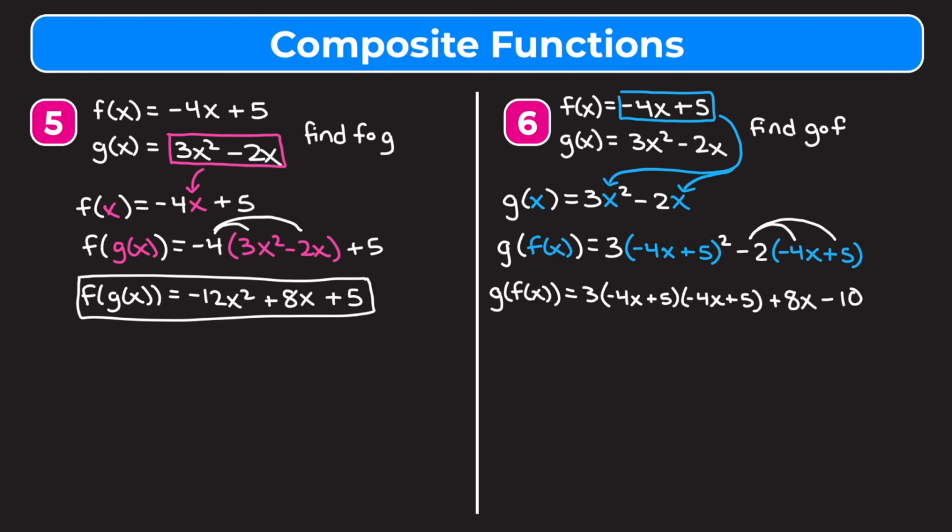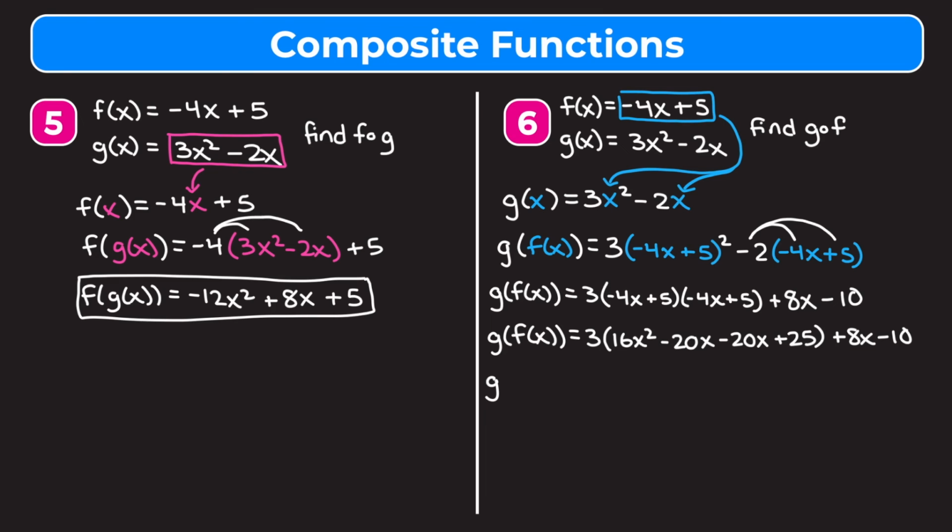And now I'm going to need to FOIL out the right side of my equation. So I'm going to keep the 3 on the outside. Negative 4x times negative 4x is going to give me a positive 16x squared. Negative 4x times positive 5 is going to give me a negative 20x. Positive 5 times negative 4x gives me another negative 20x. And positive 5 times positive 5 gives me a positive 25. And I still have this plus 8x minus 10.